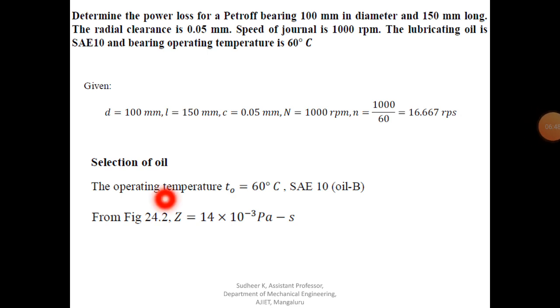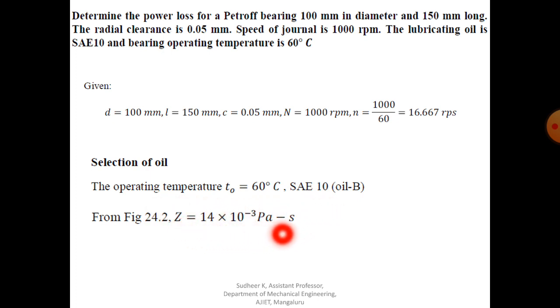Now from figure 24.2, that is viscosity versus temperature, the chart you have in the Lingaya data book. You need to find the viscosity from that chart. That chart depends on the operating temperature and the oil used, whether it is A, B, C, D, E, F, whatever it may be. So based on temperature and type of oil, you can calculate the absolute viscosity.